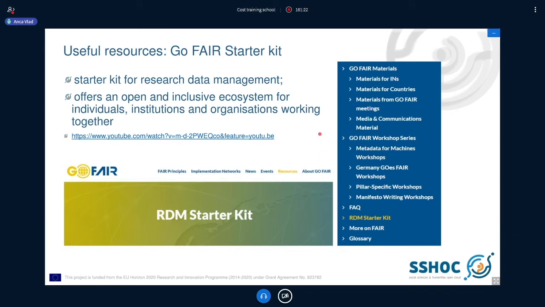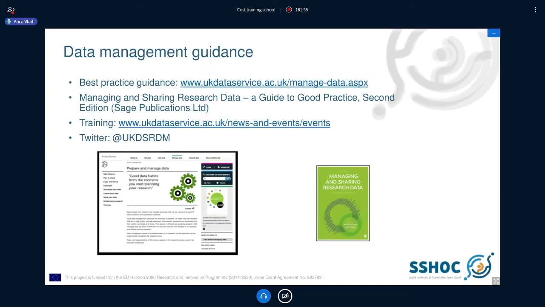Another very useful resource is the Gopher Starter Kit. This is a starter kit for research data management, and it's an open ecosystem for different stakeholders that can work together in order to make data FAIR and provide resources for researchers to do that. Okay, I'll let you, of course, look at this. I won't focus too much on it because you will have access to the slides.